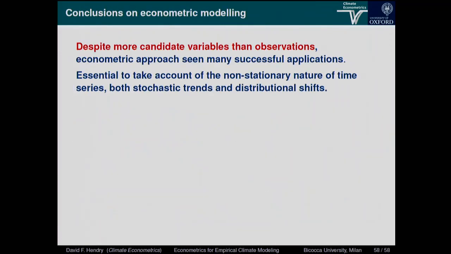So what do I conclude? Well, I conclude that the kind of tools we've got work. More candidate variables and observations is not a problem. The econometric approach has seen many successful applications, but it's crucial to take account of the non-stationary nature of time series, both stochastic trends and distributional shifts.